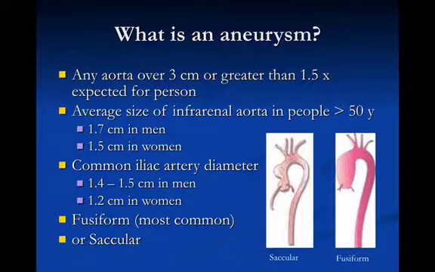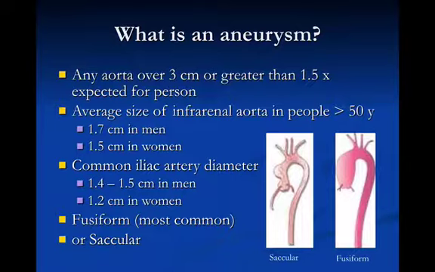The average size of an infrarenal aorta in people greater than 50 years old is 1.7 centimeters for men and 1.5 centimeters in women. For the common iliac artery diameter, we expect 1.4 to 1.5 centimeters in men as average and 1.2 centimeters in women.